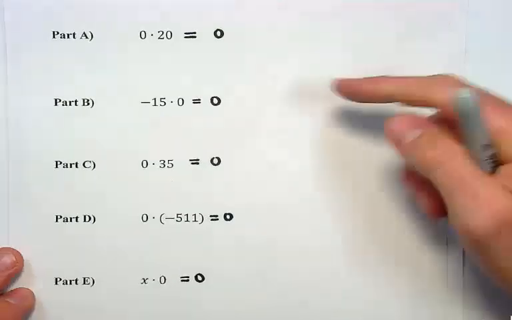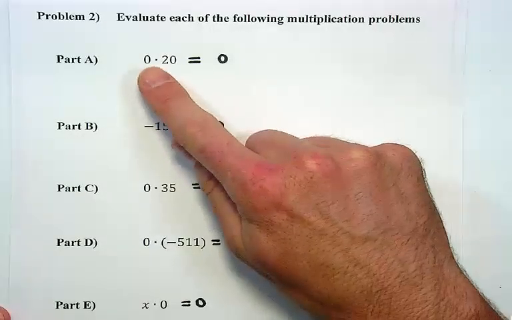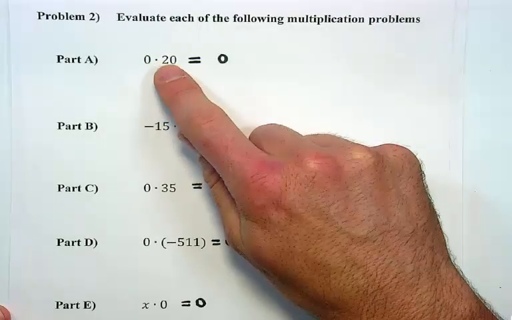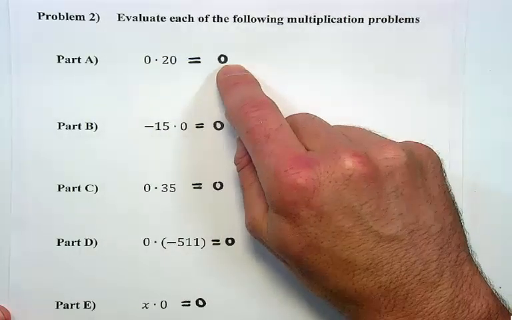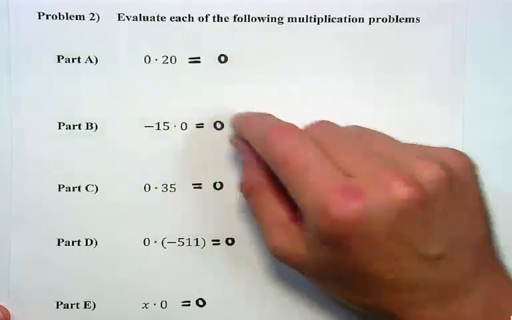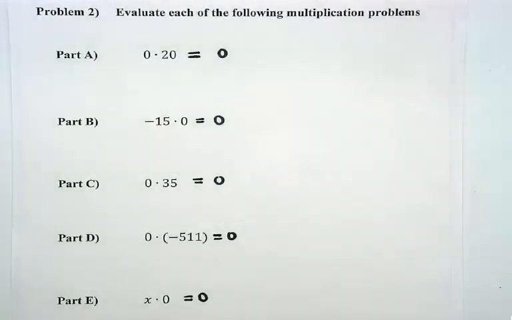What we've just learned in all these evaluations is multiplication by 0 is really special. 0 is the only number that when I multiply any number by 0, I always get the same number out, which is 0.